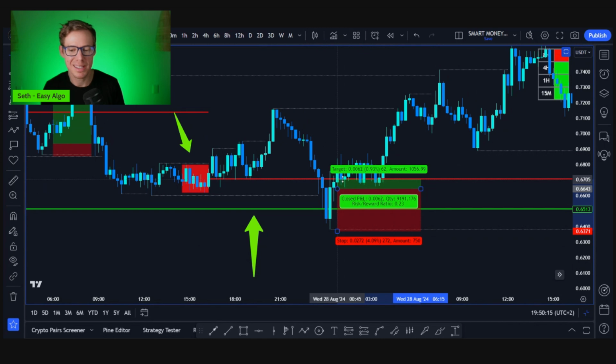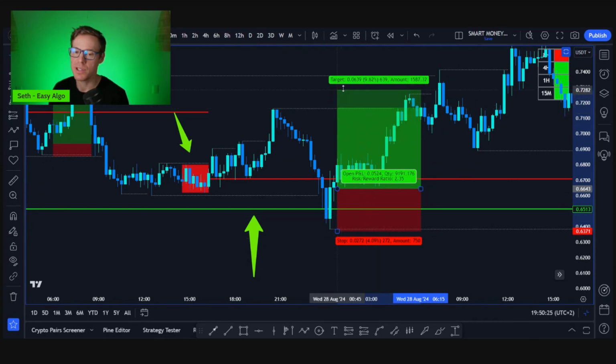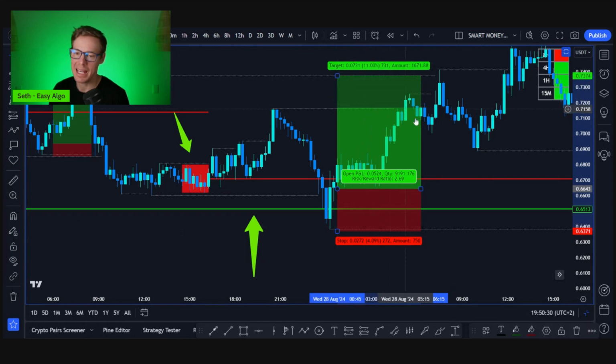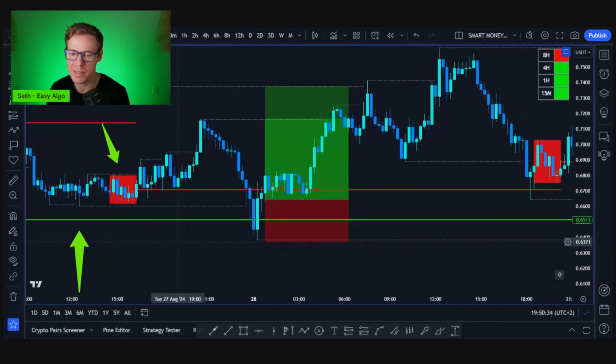If we'd targeted the value line, we would have only made less than 1%, so it wouldn't have been a good risk reward ratio. If we targeted the first liquidity line, you would have risked 4% and made 7%. If we targeted the second liquidity line, we would have risked 4% to make 11%. So these are the kind of final decisions you have to make as a trader.